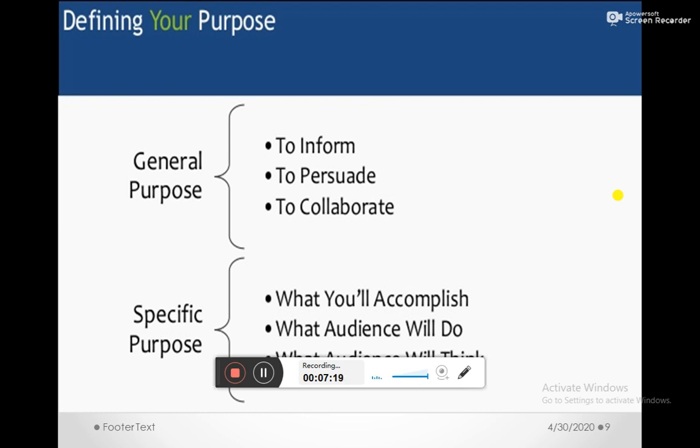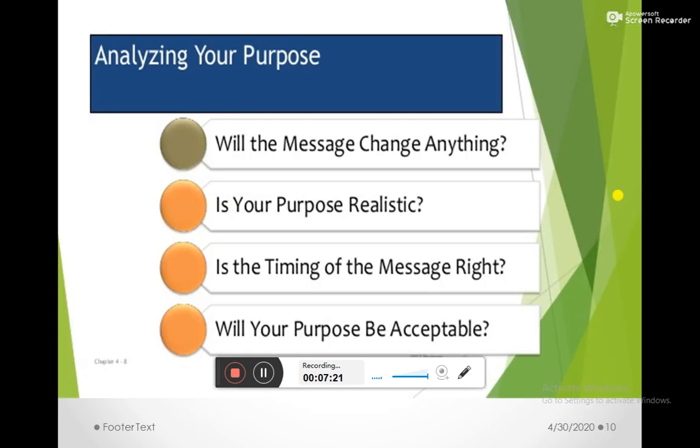So, before sending the message, we have to discuss some questions and ask these four questions of ourselves. The first: will the message change anything? It means, will anything change as a result of your message? Make sure you don't contribute to information overload by sending messages that won't change anything. Complaining about things you have no influence over is a good example of a message that probably shouldn't be sent.